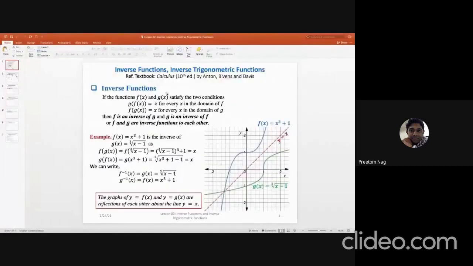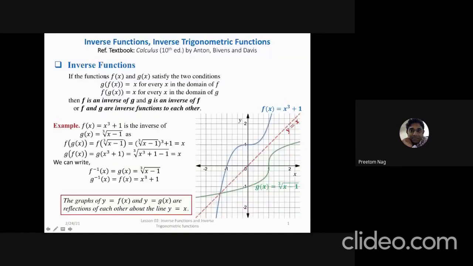Right. So this concept is nothing new. In this concept, there is nothing new for you. So we discussed, that is, we studied, inverse and functions and the behavior of inverse functions in Math 106, right? So this will be familiar for you as well. So what are inverse functions, and when will two functions be inverse to each other?